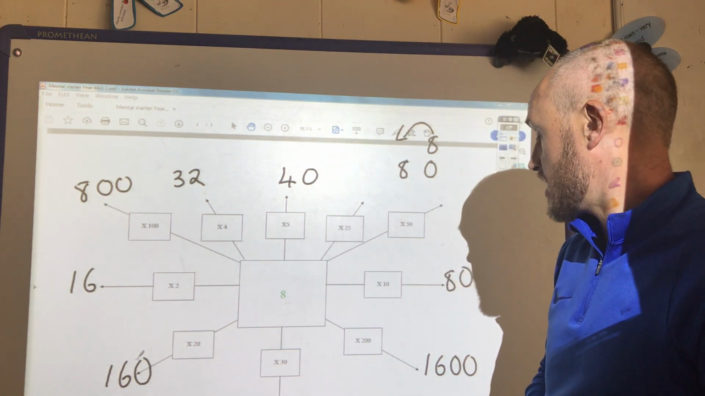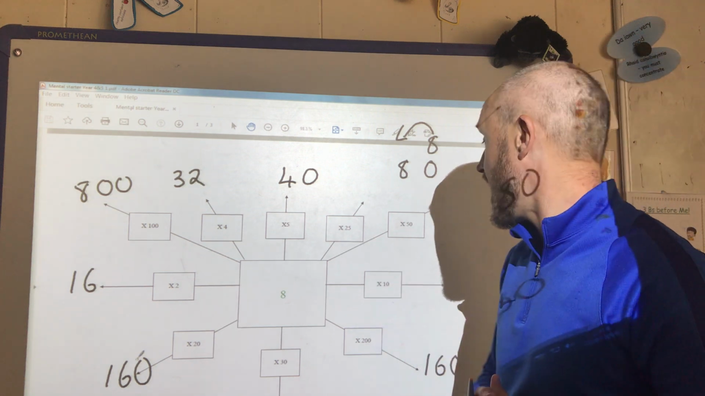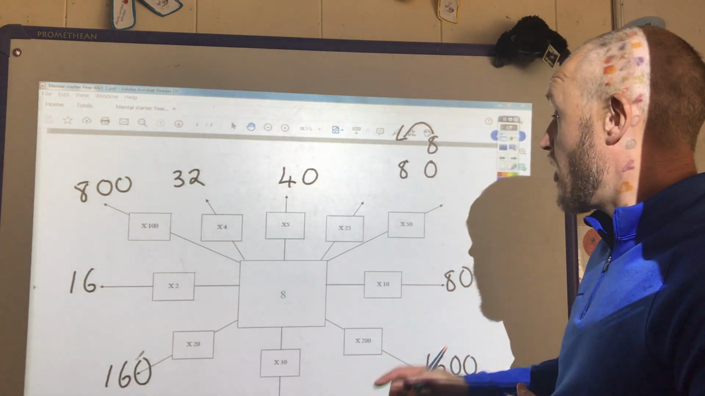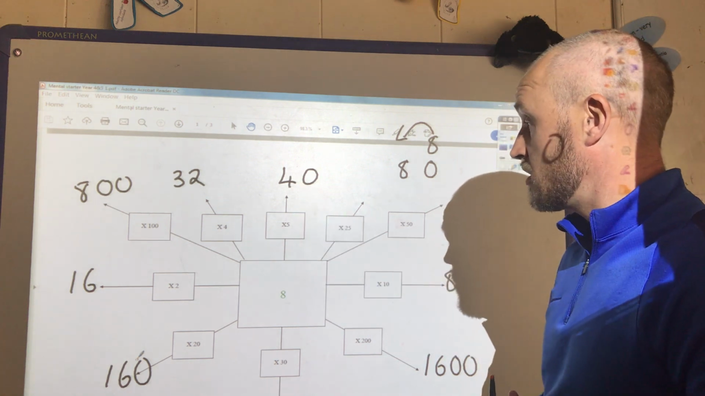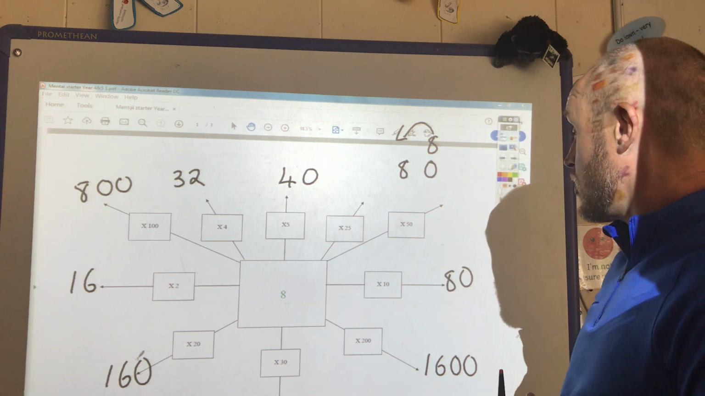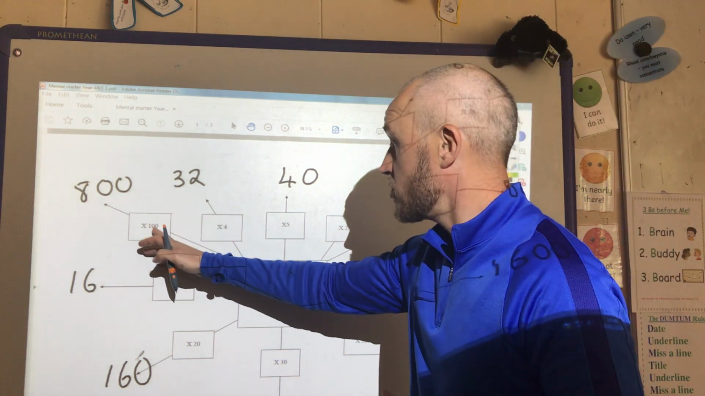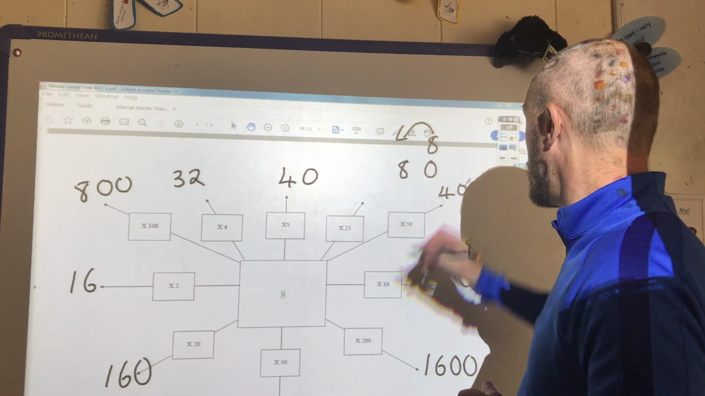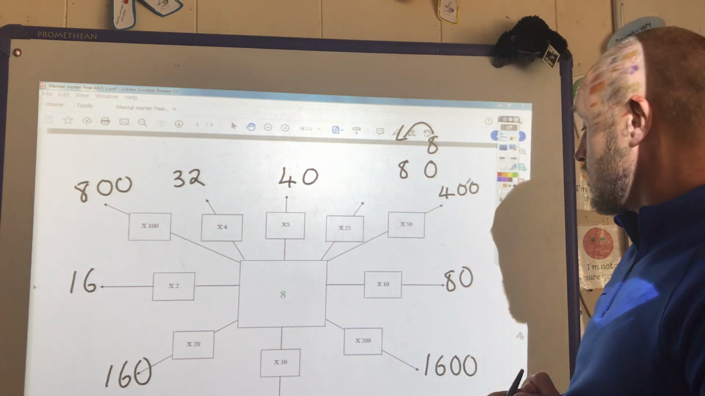Okay, so where should we go next? I think, let's go 8 times 50, quite a big number, 50, but I know that 8 times 5 is 40. So therefore, it's only 10 times bigger than that, which is 400. I also know that 8 times 100 is 800, so it would be half of that. So therefore, it would be 400. Okay, can you see that one there? We've got 2 more to do.